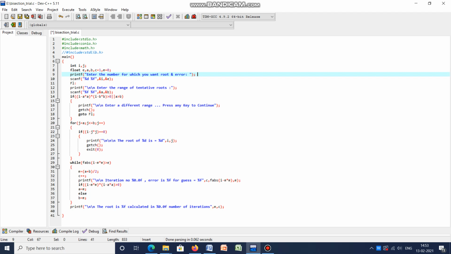Then there is the case where A and B are on one side of that number. Suppose for 7 I am giving A and B equal to 1 and 2. The square of 2 is 4, the square of 1 is 1, both of them are smaller than 7. Okay, so that is on one side. And if I am entering, suppose, 3 and 4, then it is larger than 7.